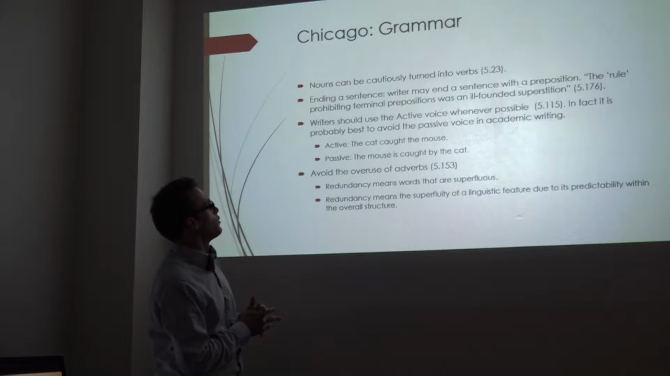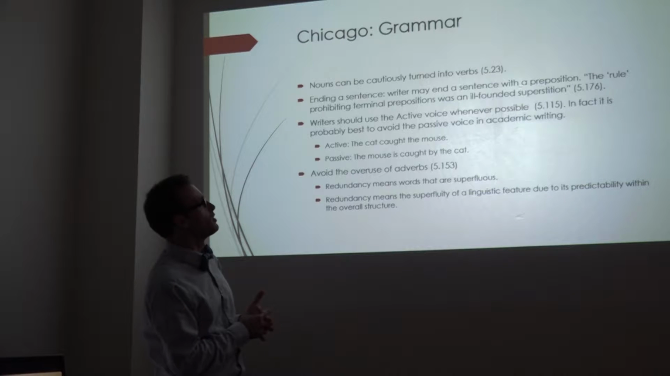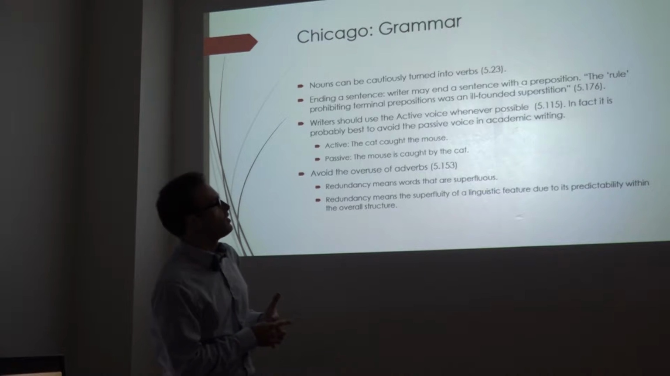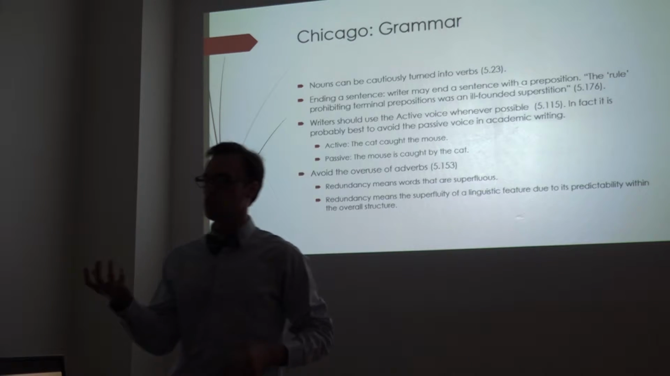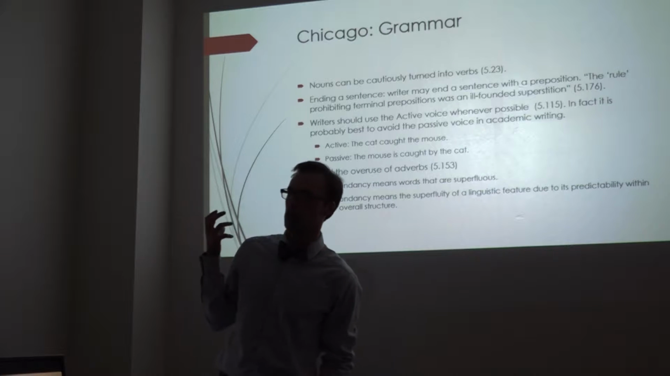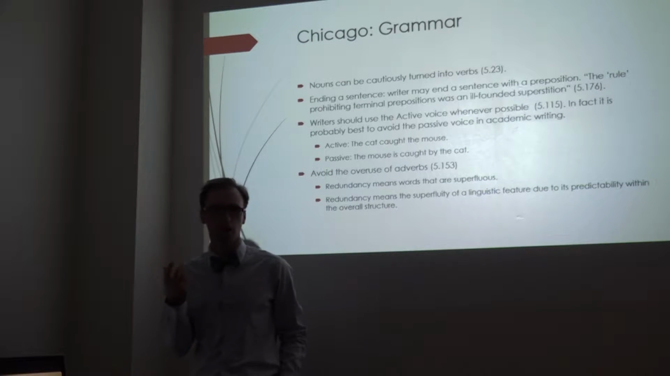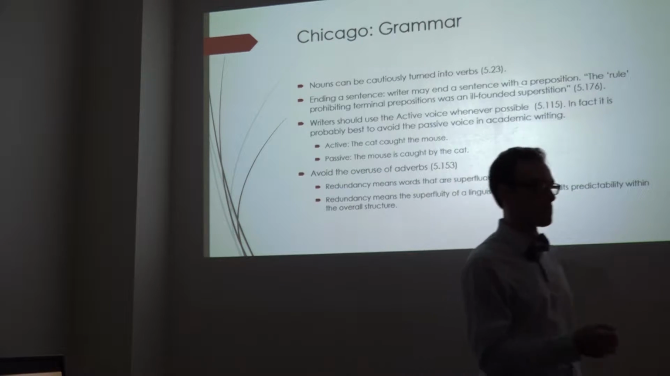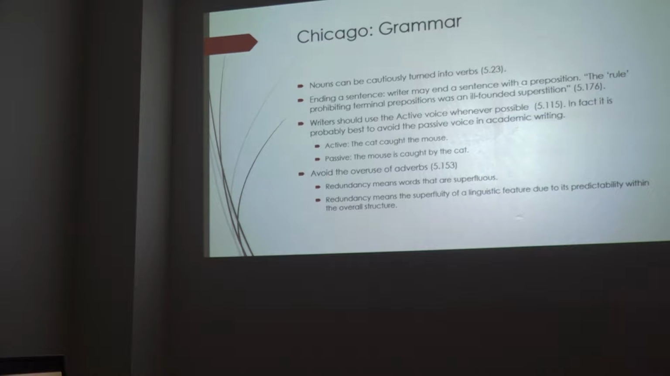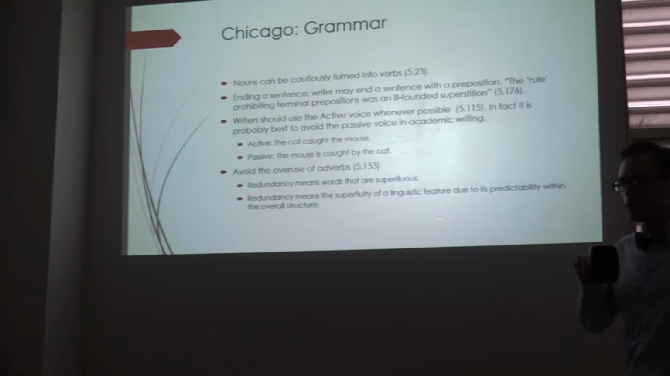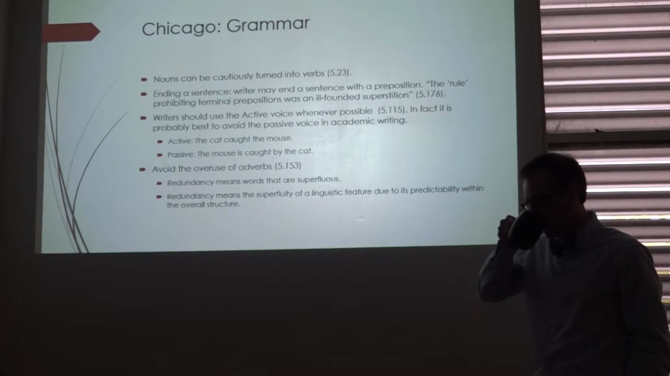Nouns can be cautiously turned into verbs. Ending a sentence: a writer may end a sentence with a preposition. Again, you can end a sentence with a preposition, just don't overdo it. Always keep in mind that you're trying to write an academic work, and if you feel it's too much, just don't. Everything with Chicago is, yes, you can, but don't overdo it at a certain point.